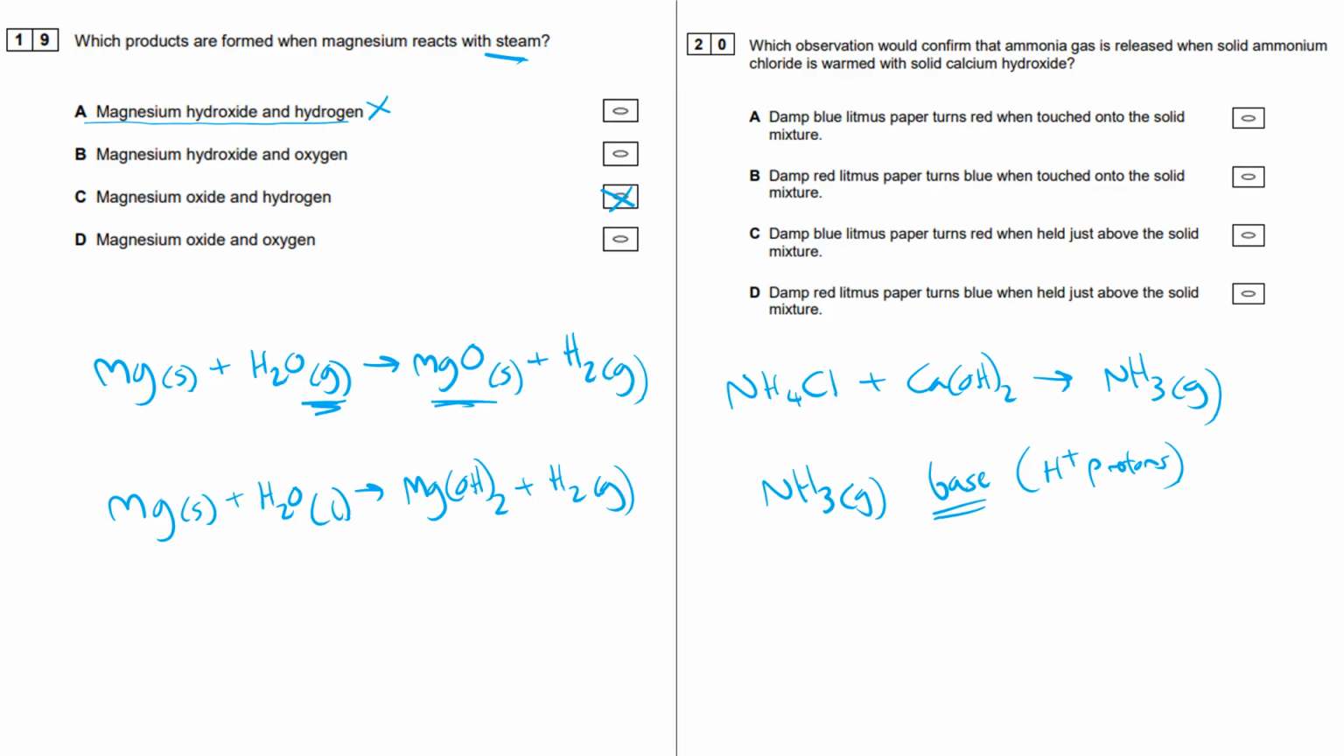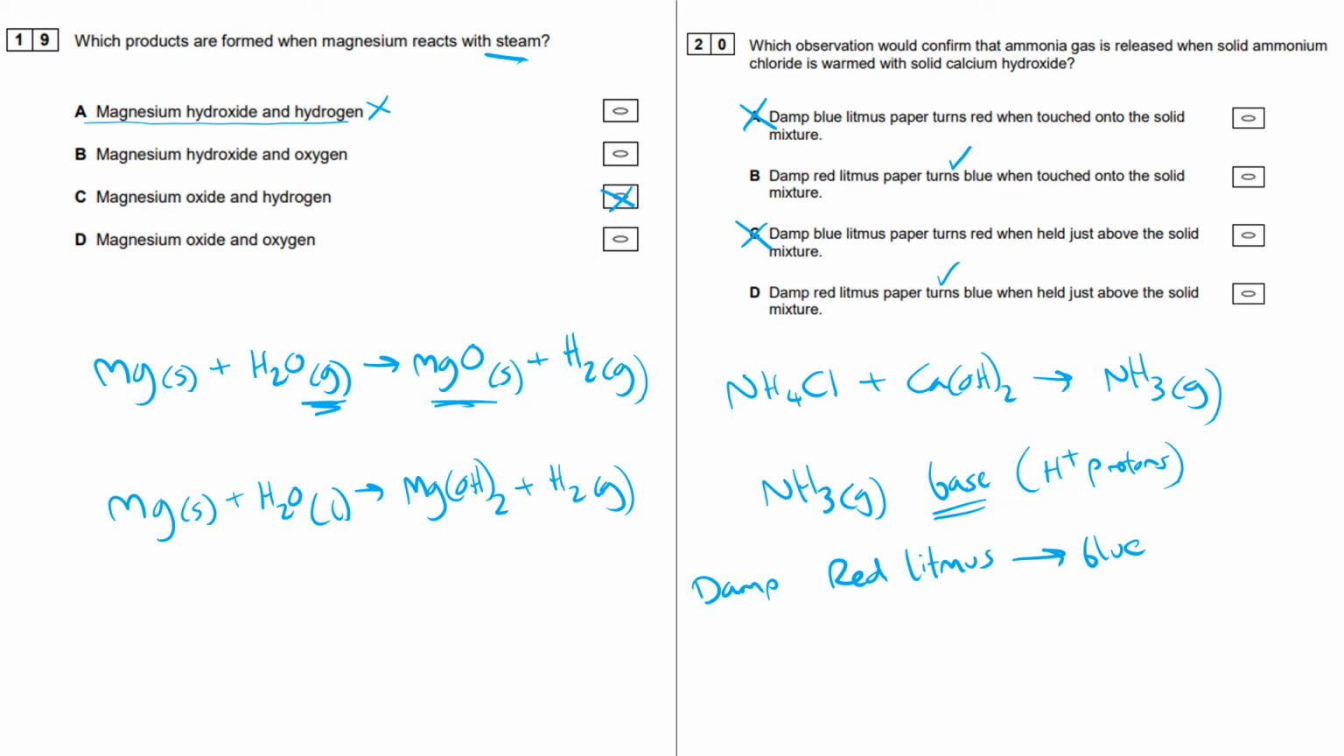Red litmus paper in the presence of a base will turn blue, but it has to be damp litmus in order for the reaction to occur on the actual litmus. So it can't be blue litmus paper turns red, because that would be the observation for an acid. So that rules out answer A and C. So damp red litmus paper turns blue.